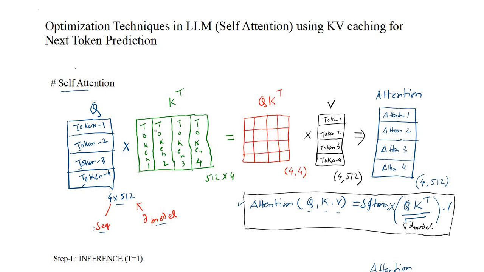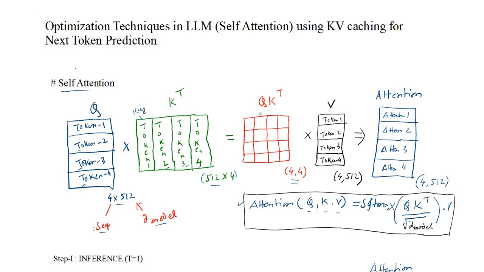So K transpose, where this is token number 1 for key, this is token number 2 for key, this is 3 and 4. So what is the dimension? This dimension is 512 cross 4. Now what will it give? It will provide a 4 cross 4 matrix of QK transpose. Now we again do a multiplication with respect to V.